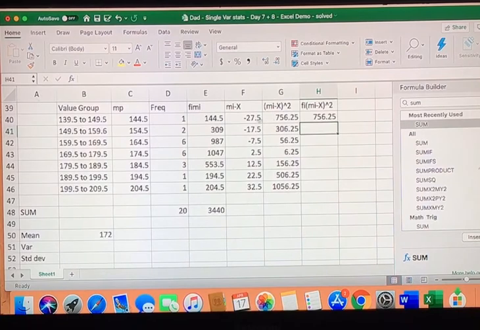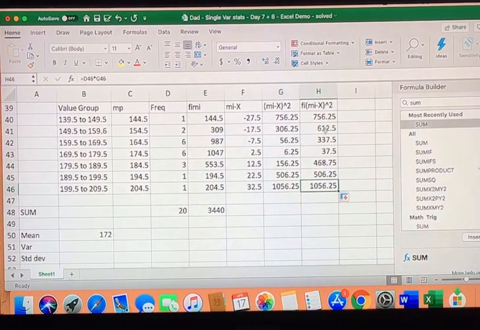And of course, it's 1 times 756.25, which is 756.25. For the rest of them, they have different frequencies, so different values are going to appear. And so I drag it all the way down, and each one of these is going to go 2 times 306.25, which is 612. 6 times 56.25, which is 337. 6 times 6.25, which is 37.5. And then again, of course, 1 times 506 is 506, and 1 times 1056 is 1056.